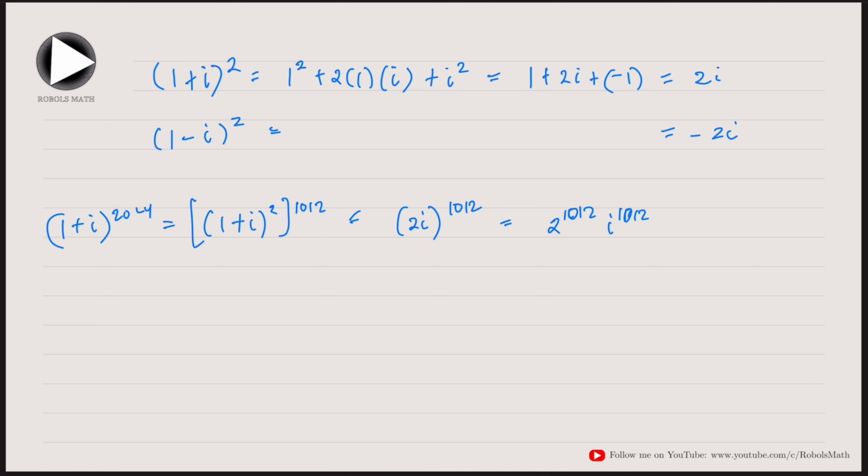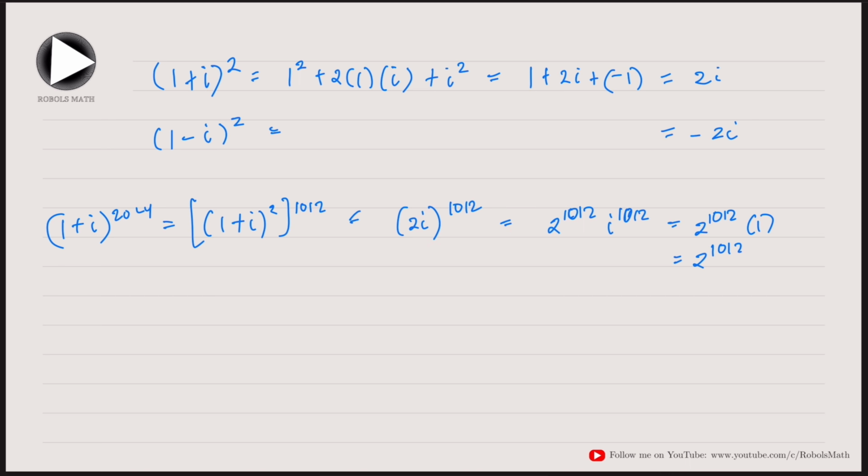But note that 1012 is divisible by 4, so its value must be positive 1. So this is times 1, so we get here 2 to the 1012.